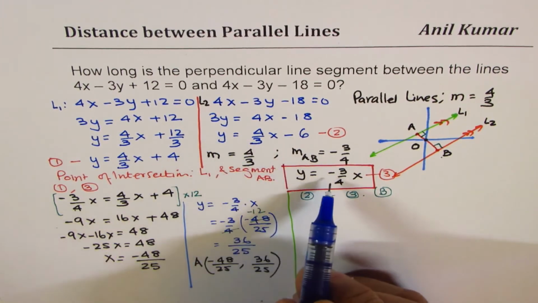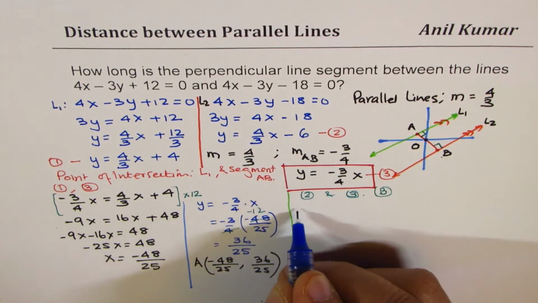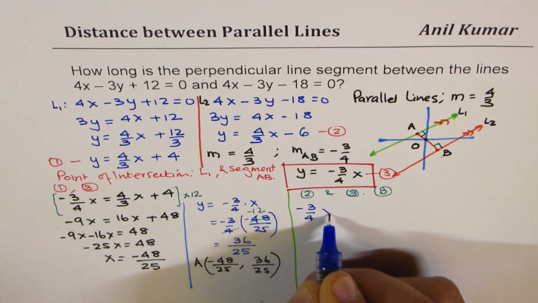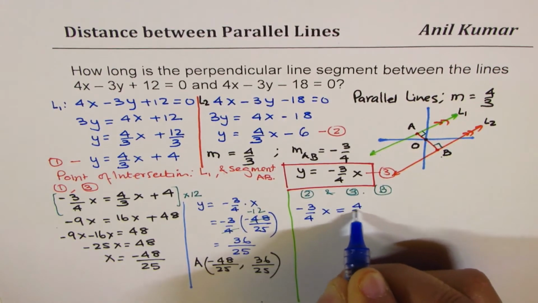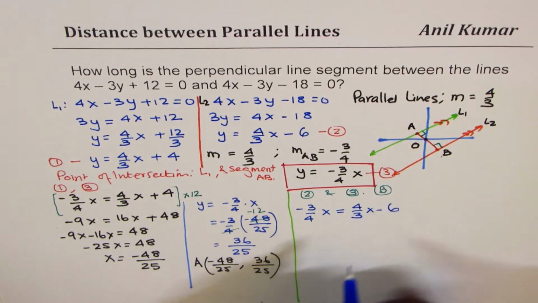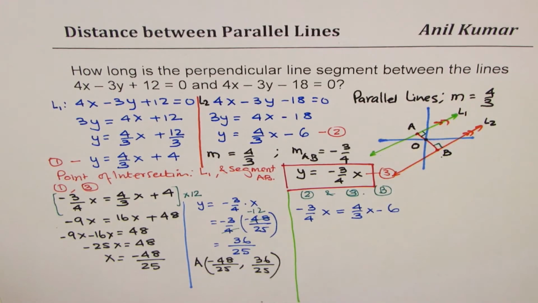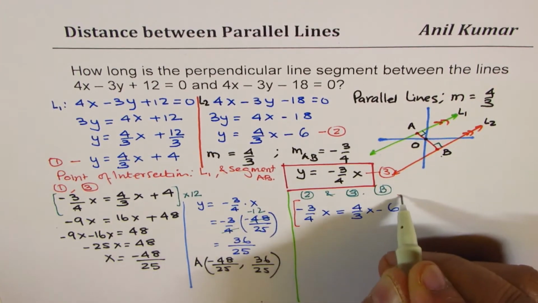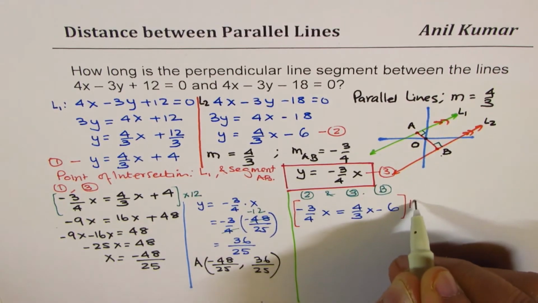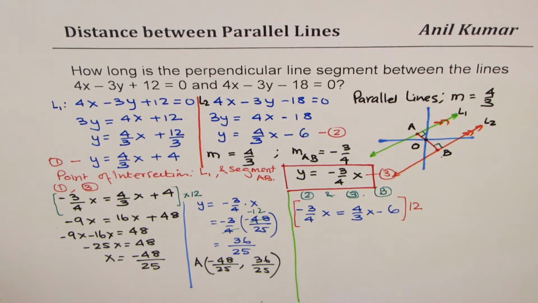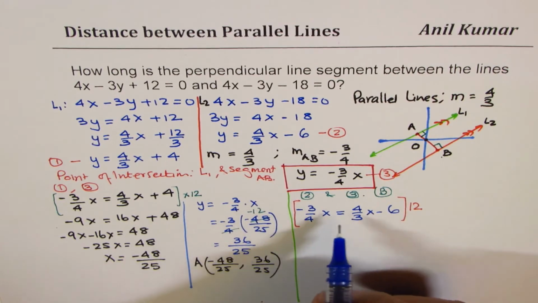We'll replace y by minus 3 over 4x. So we get minus 3 over 4x equals 4 over 3x minus 6. As before, we'll multiply everything by 4 times 3, 12, to get rid of fractions. Is it okay? So what do we get?